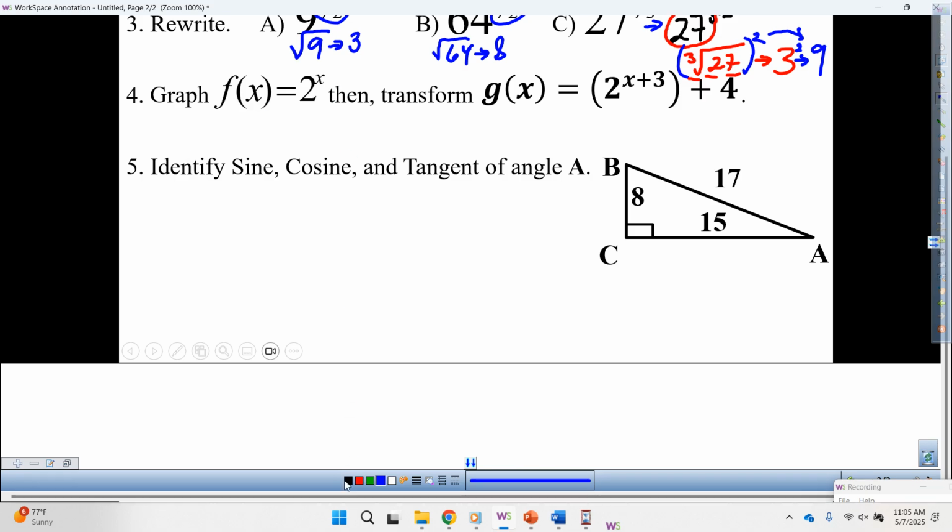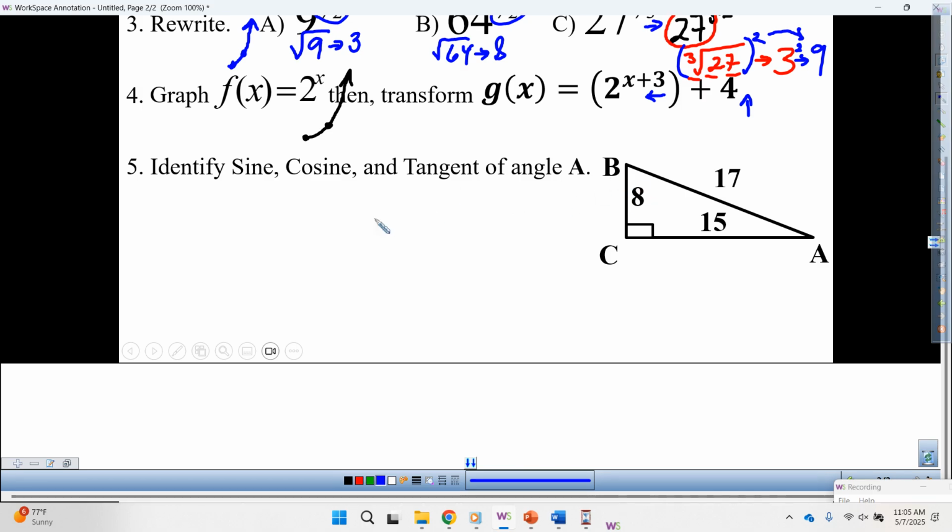Graph f of x equals 2 to the x. Remember yesterday we used 2 points, (0, 1) and (1, 2). And then, according to this, tell your neighbor where I'm going to move this function. Where am I moving that? Three to the left and 4 up. That is correct. 3 to the left, 4 up, so we end up with a function somewhere up here.